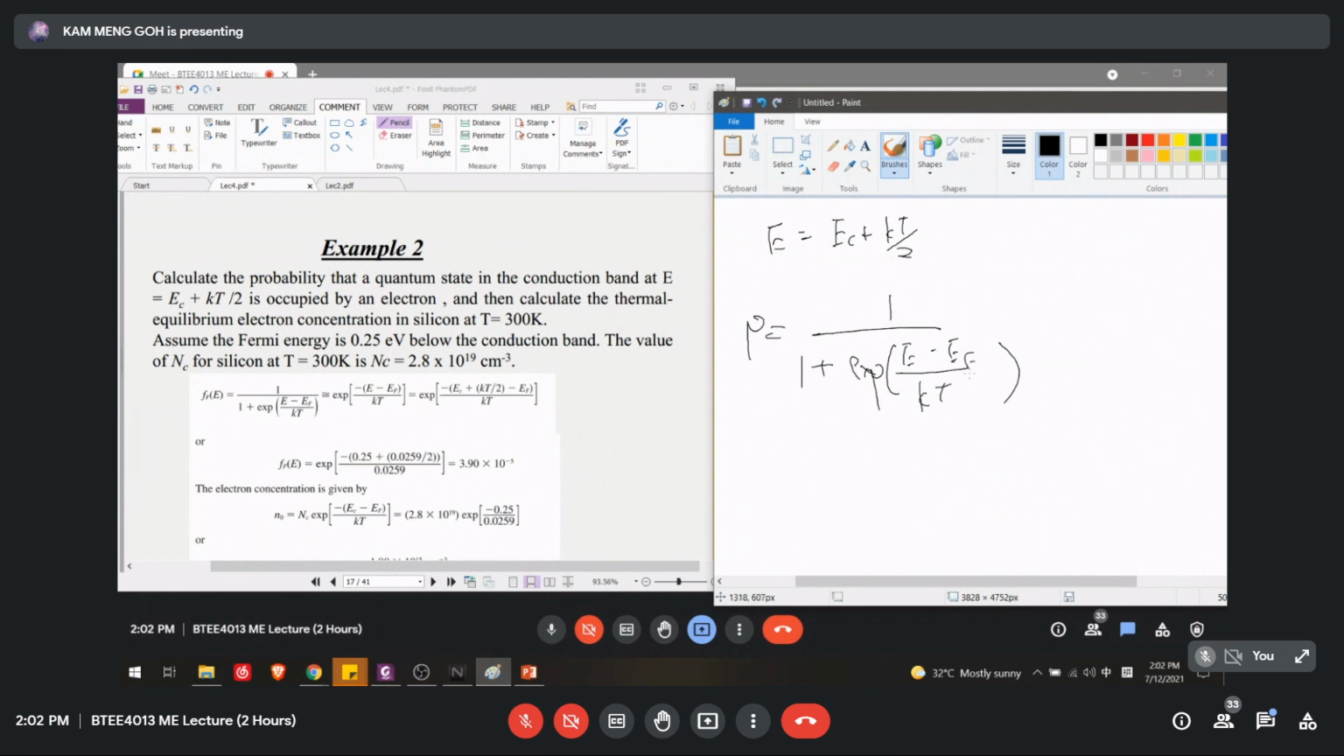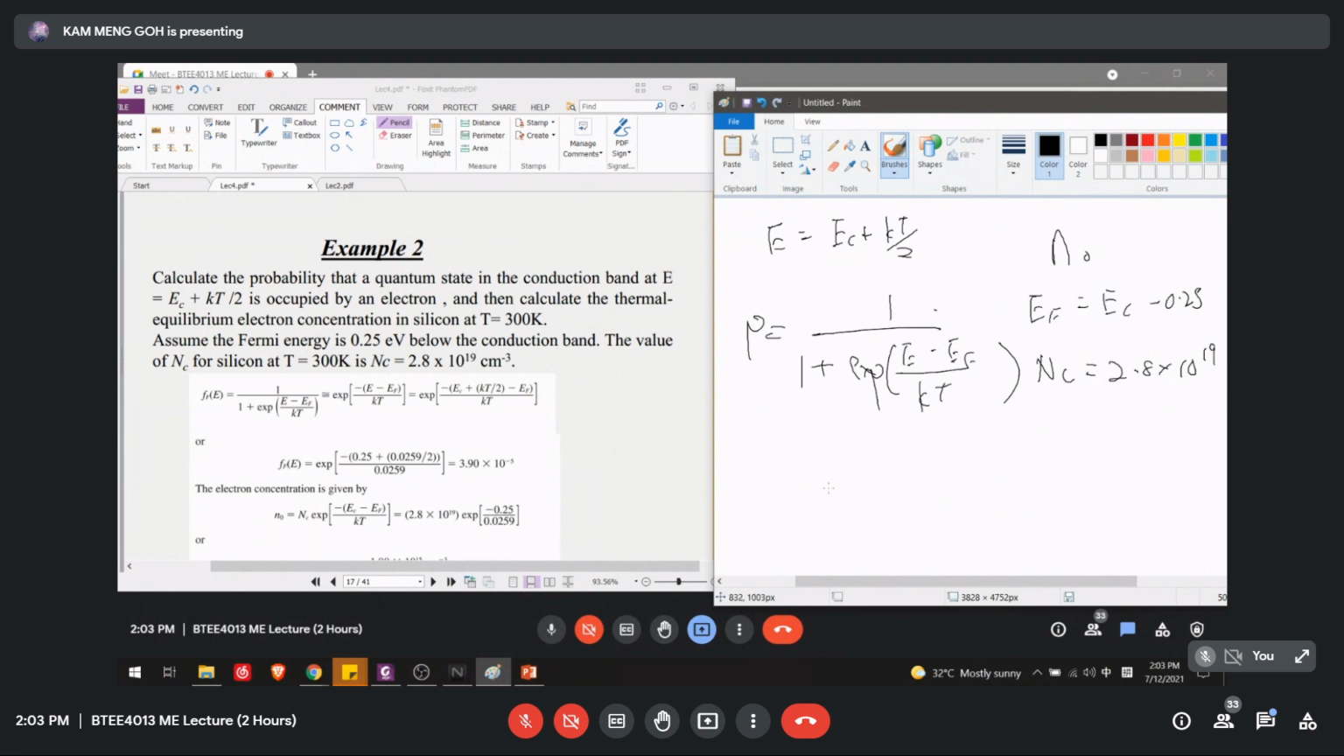Then calculate the thermal equilibrium electron concentration in the silicon at T equals 300 K, which is the NO. Assume the Fermi energy is 0.25 below the conduction band energy, so EF equals EC minus 0.25. The value of NC is 2.8 times 10 to the power 19.